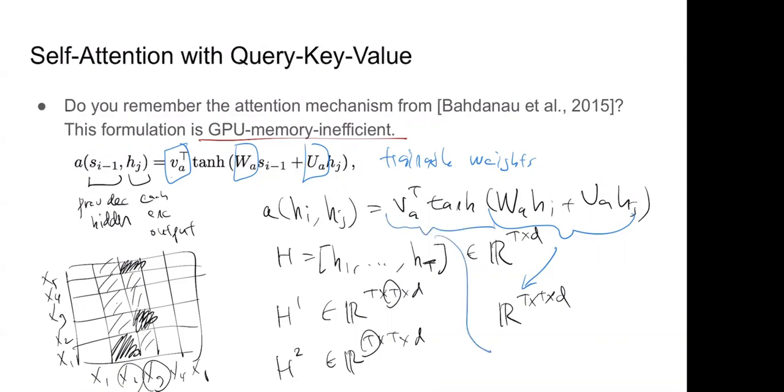In the last case, the last dimension will be T times T, right? You will just get rid of D by inner product with the VA. So the point is that you have to actually create a super large matrix to compute this in parallel. That's this part, and it will be super large if T is large, right? In other words, your memory complexity will be O of T squared D.